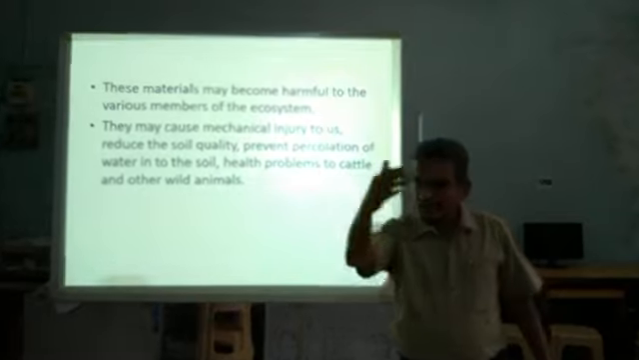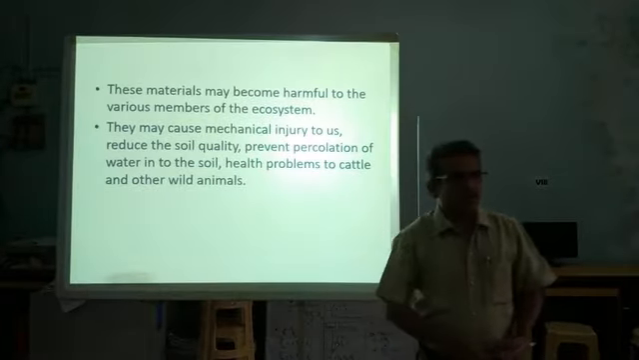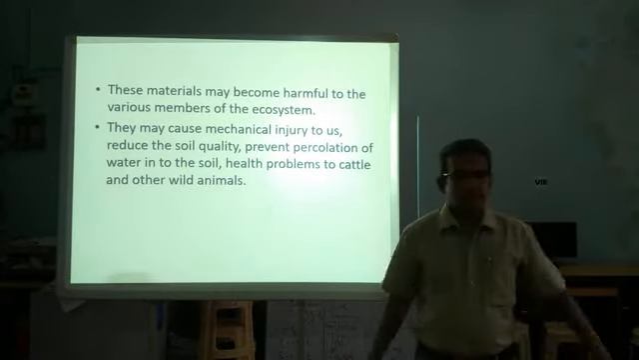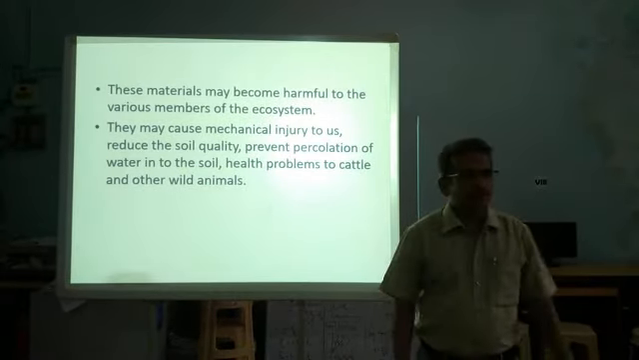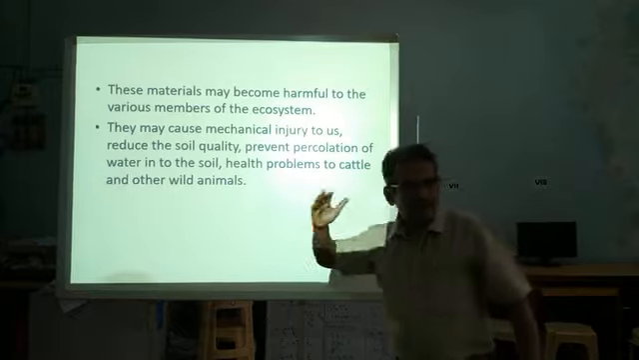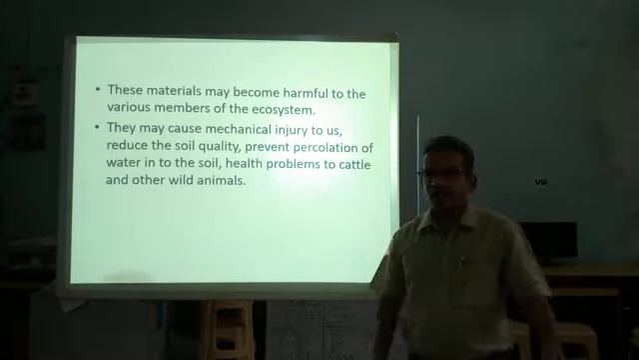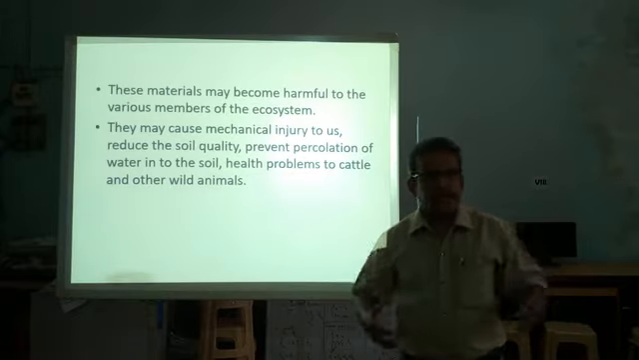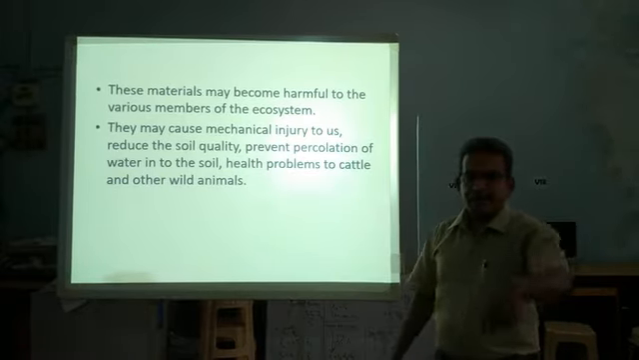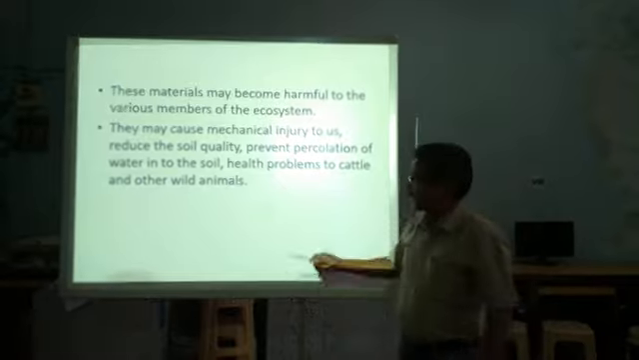Even in marine organisms, this garbage poses problems, because during rain, what happens? This garbage is washed away into the ocean, and in the ocean there are so many marine organisms. So it can enter into their body, and there it can cause health problems to these organisms.